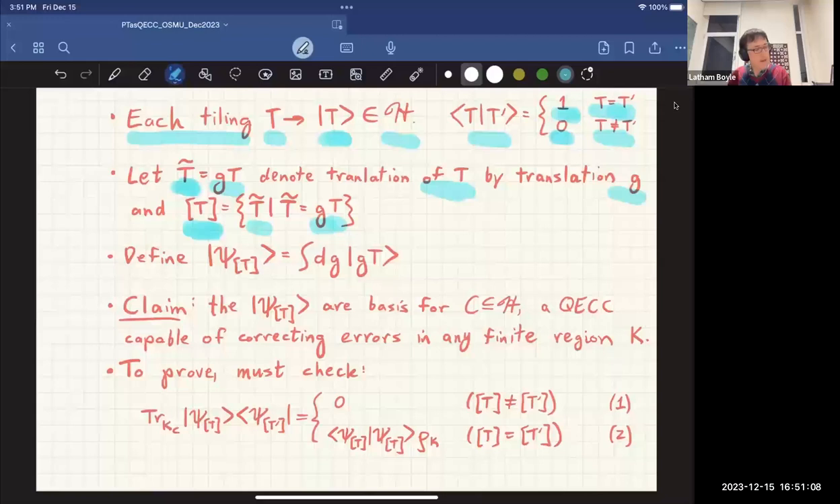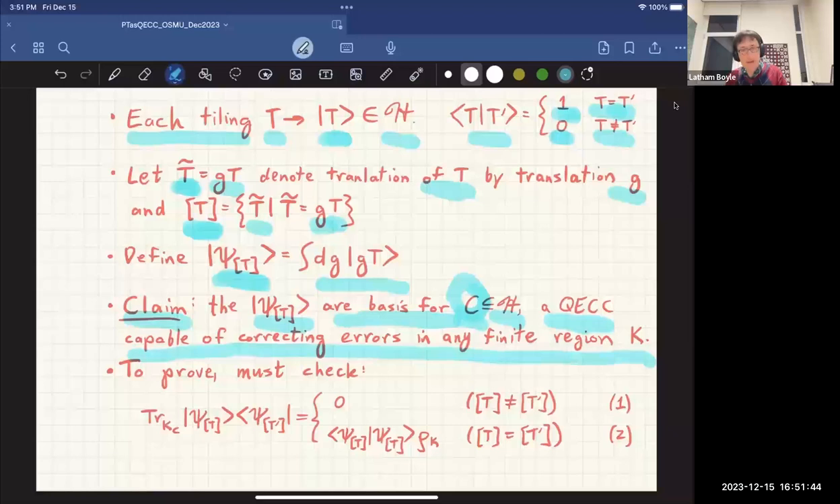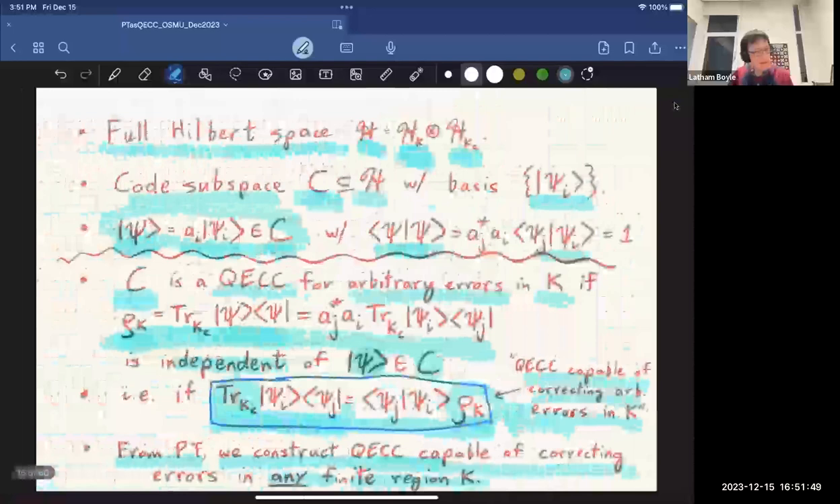And then for each equivalence class, T bracket, I define this state, which is just the superposition of all tilings in the equivalence class. The main claim here is that these states, psi sub T bracket, are indeed a basis. They define a basis for a subspace C of the full Hilbert space H, which is a quantum error correcting code capable of correcting errors in any finite region K. To prove that, we just need to check that the condition on the previous slide is satisfied.